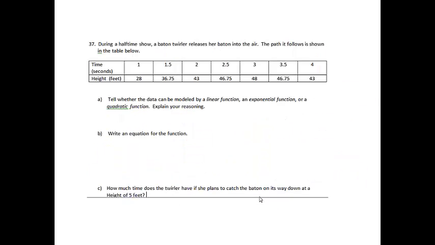Okay, 37. During a halftime show, a baton twirler releases her baton into the air. The path that follows is shown in the table below. Tell whether the data can be modeled by a linear function, an exponential function, or a quadratic function. Okay, once again, I went to my calculator and made a scatter plot, so I'd suggest that you do that as well. So this was the time, and this was the height of the baton, and when I did that, I got something that looked like that. It definitely looks like a quadratic function, it looks like a parabola.